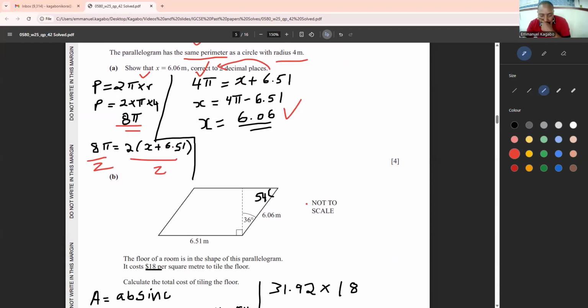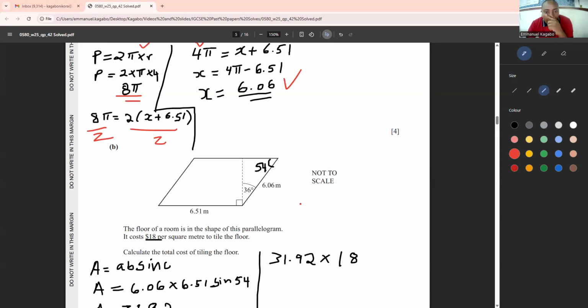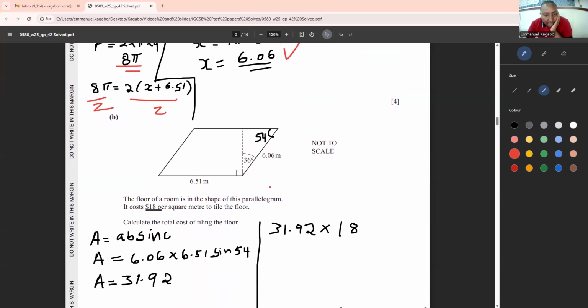Question B. Question B, again, it's a parallelogram, but the angle is given, and it costs 18 per square meter to tile the floor. Okay. Now calculate the total cost of tiling the floor. Okay, very good. How much will it cost?